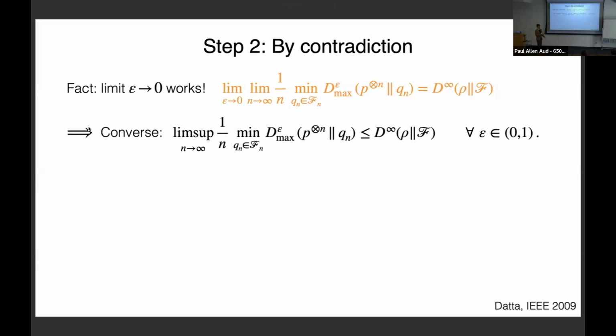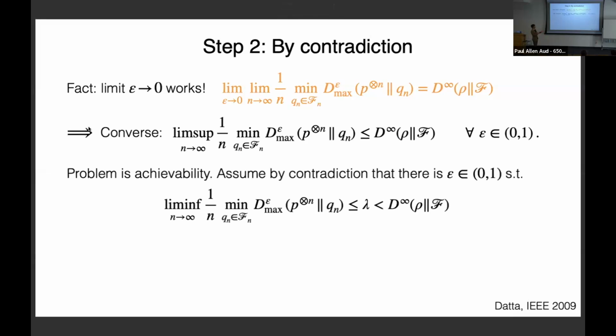So this means that the converse is kind of easy. It can only go down, right? Because if you take larger epsilon, it can only decrease. So it can only be smaller than the regularized relative entropy. The only thing we have to show is that it doesn't go down. Okay? So the problem is achievability, showing that this is larger than this.